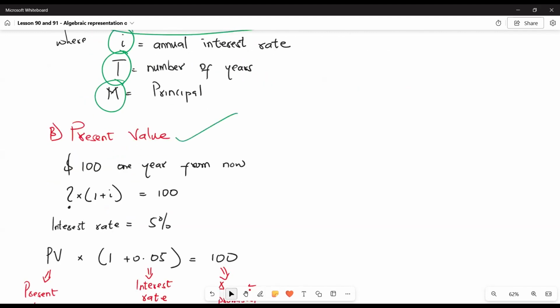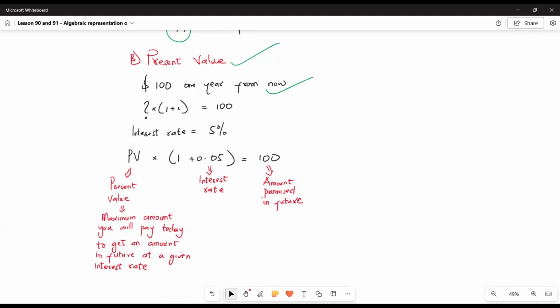Unlike future value, if we now assume that someone offers a contract that promises to pay you $100 a year from now, if we assume no inflation, what is the maximum amount that you should be willing to pay today for this promise? So this concept is what we call the present value. The present value is the maximum amount of money you'll be willing to pay today for the right to receive a given amount of money at a specific date in the future.